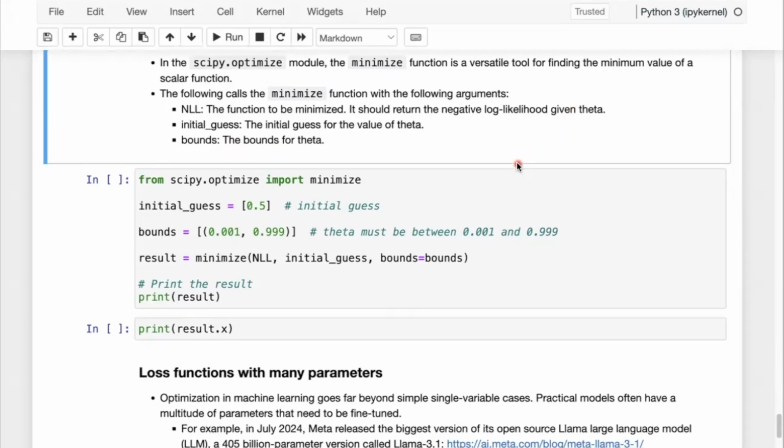So you can see how straightforward it is to apply this. From scipy.optimize, from this module, you import minimize. Then you have your initial guess. Let's say we assume that this is a fair process, so it's 50-50 the chance of getting zeros or ones. We provide our bounds, and then you call this function minimize with these three input arguments.